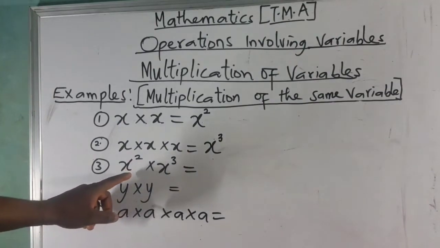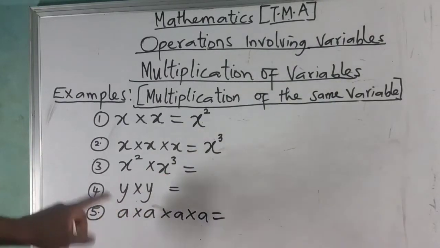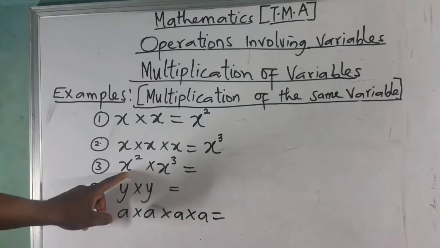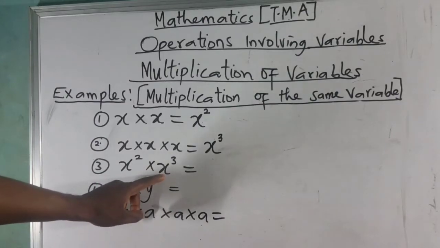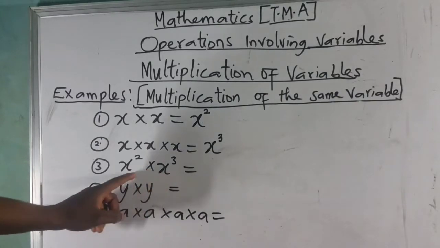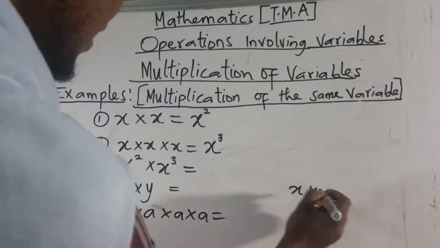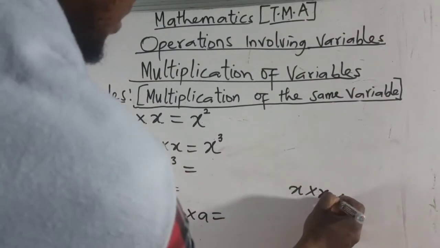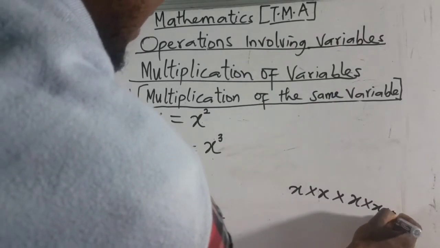Now take a look at this. This is s squared times s cubed. Okay, how many x here? 2x is still of the same variable. How many x here? 3, still the same variable. So here I can say this s squared is x times x, times this one, s cubed, which is x times x times x.